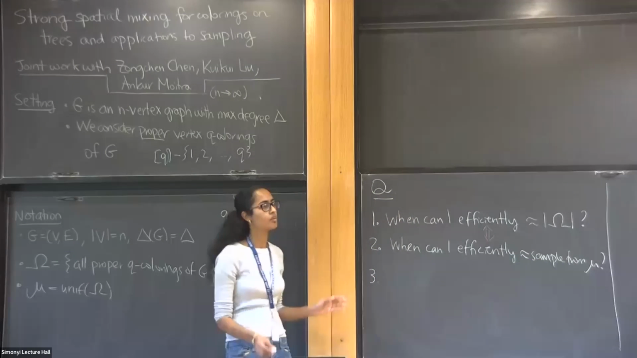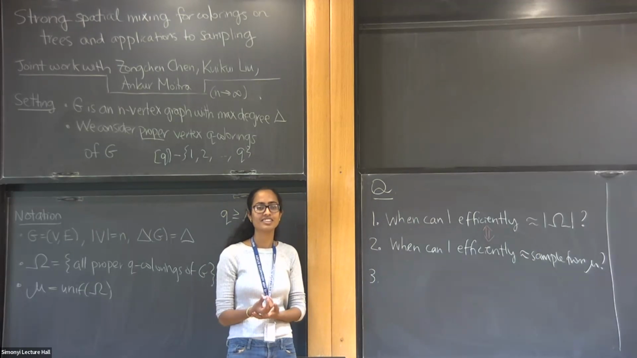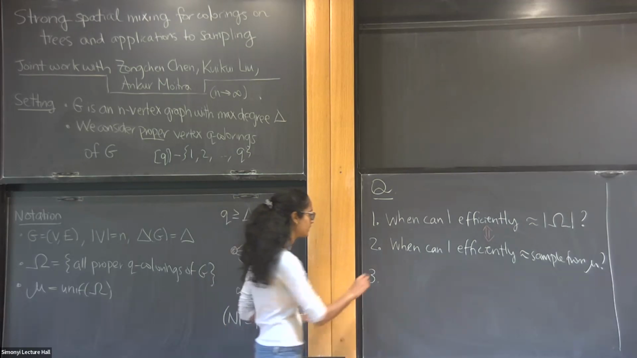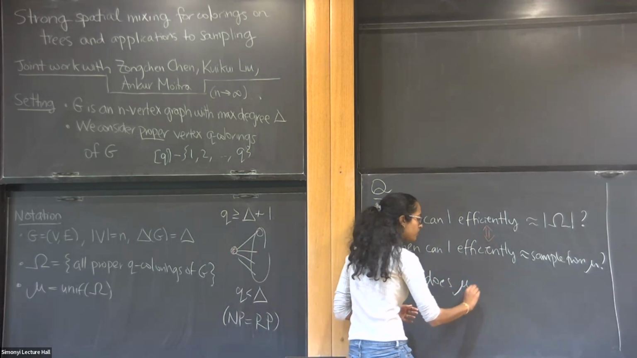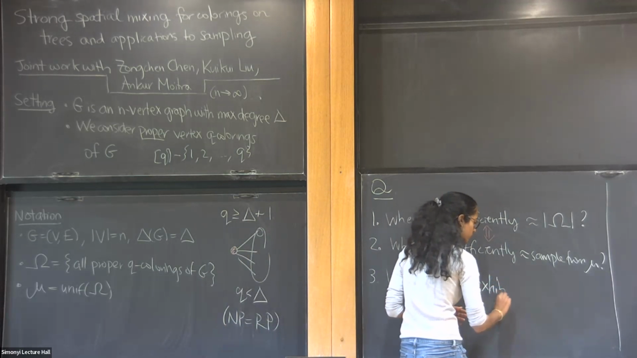So the third question I'm going to state is not necessarily going to sound like the first two questions, which is: when does this distribution mu exhibit decay of correlations?